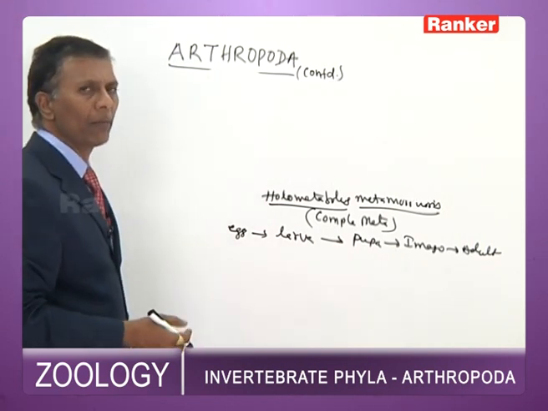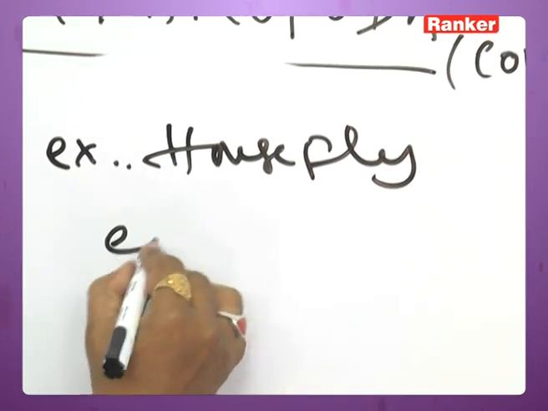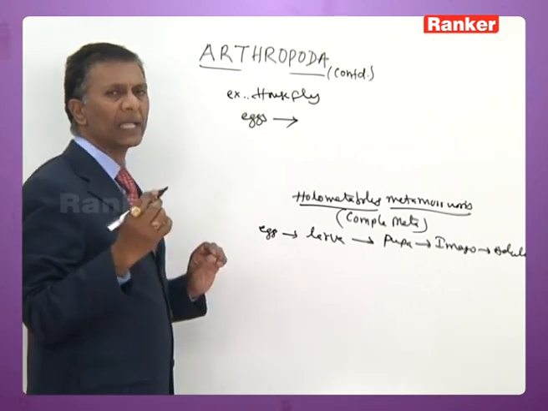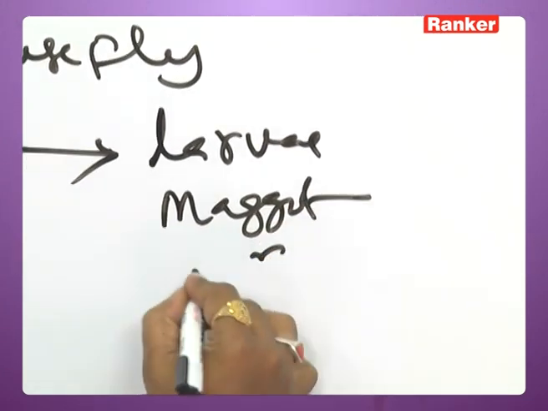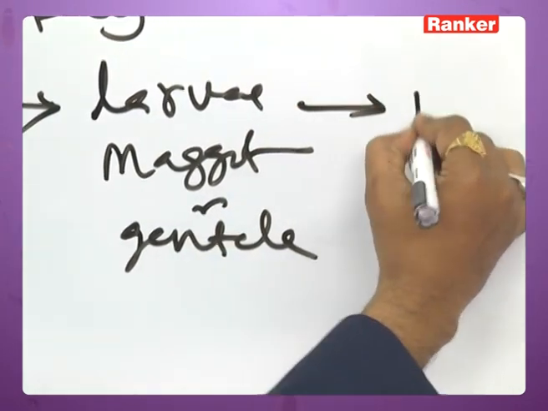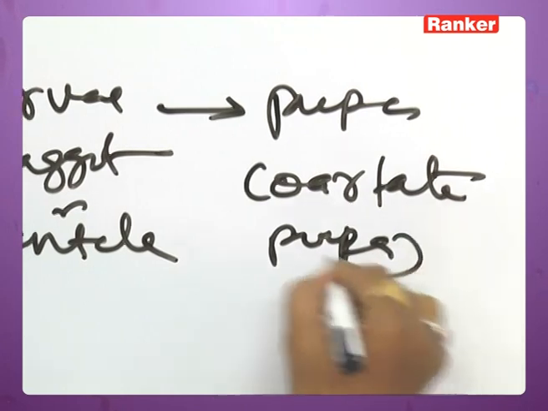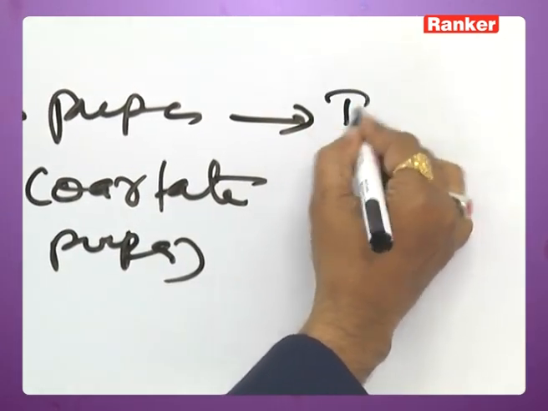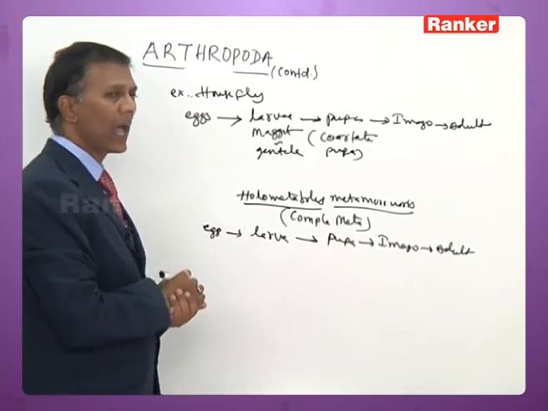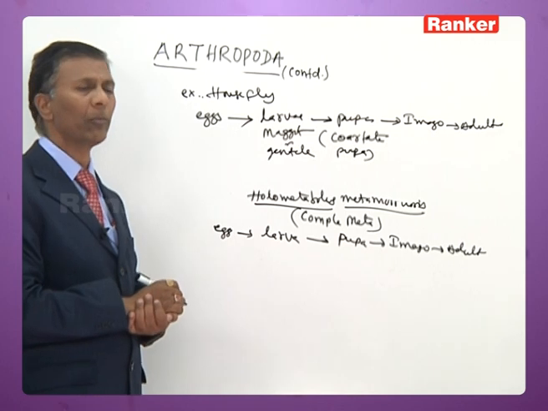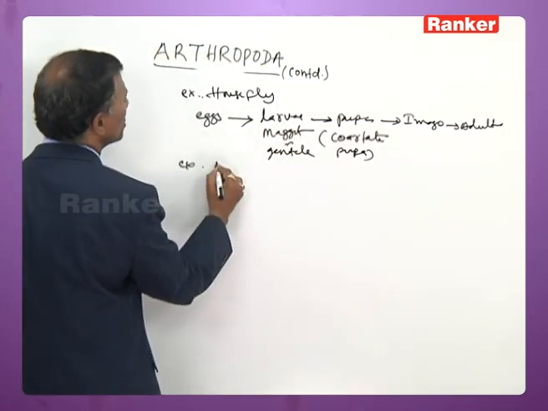The example for holometabolous metamorphosis, for instance, you take housefly. Housefly eggs hatch into larvae called maggot or gentile. The larvae transform into pupae. The pupae are called coarctate pupae. Pupae transform into imago, imago into adult. So in housefly you find larvae maggot or gentile, pupae called coarctate pupae, pupae into imago, imago into adult, which exhibit holometabolous metamorphosis.